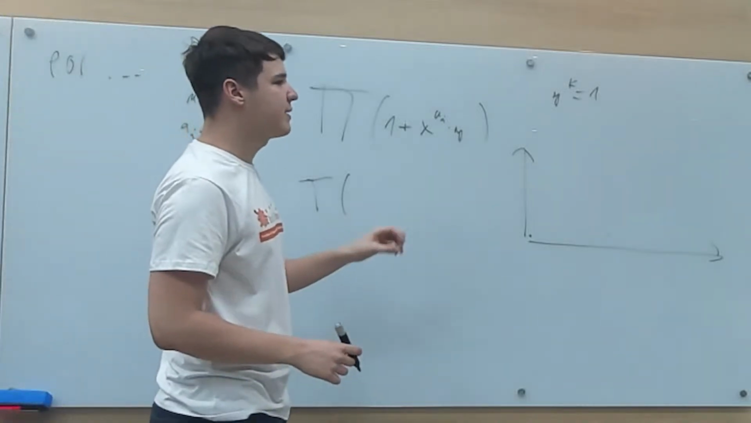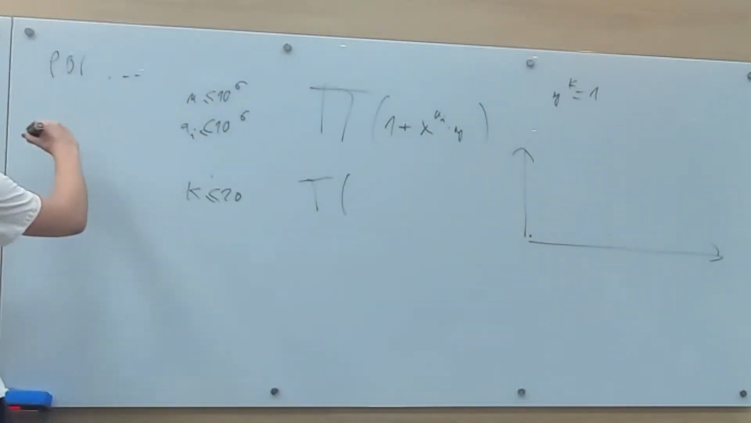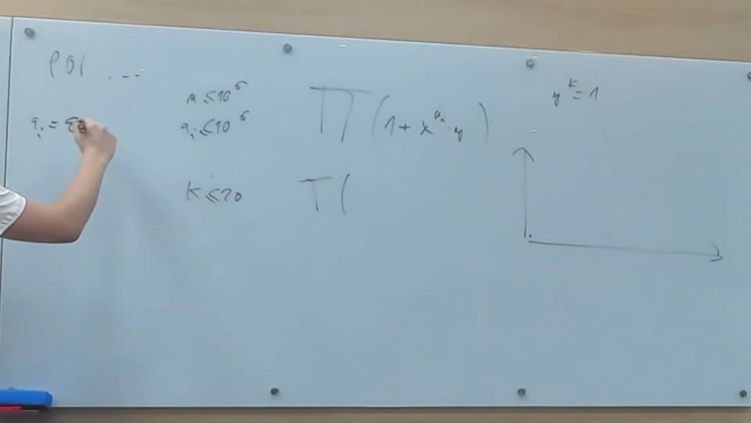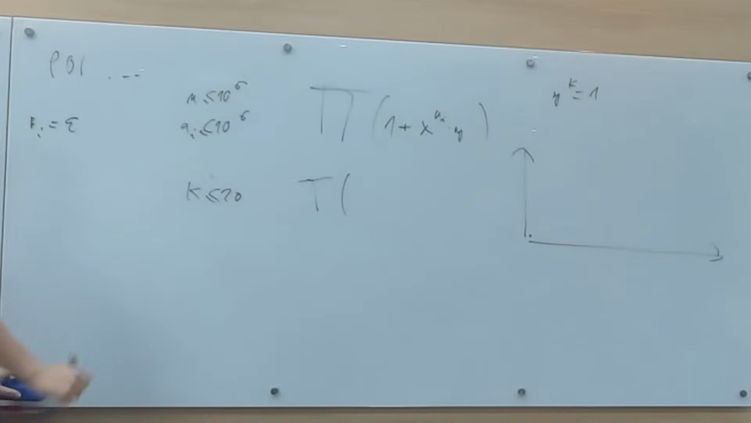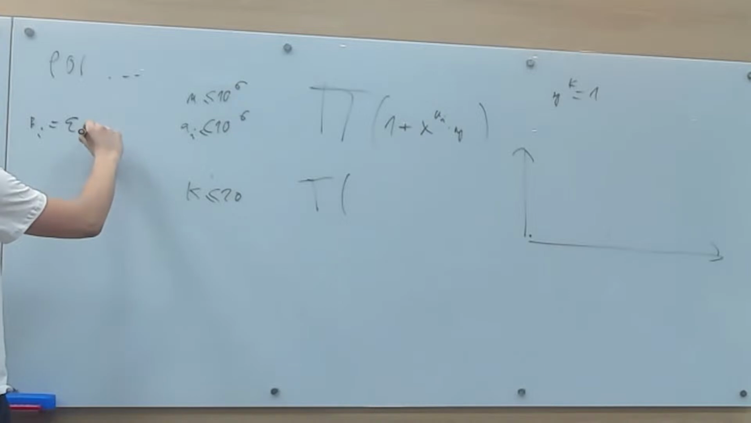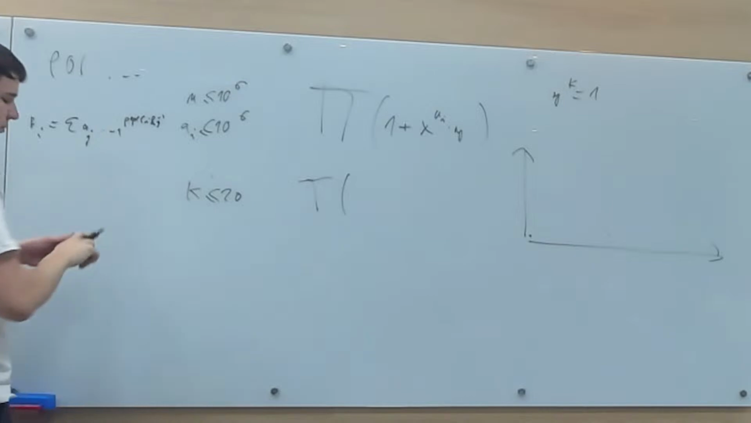So how does T of this look? Let's recall this formula: B_I is the sum over all A_J times (-1) to the power of popcount of I and J.